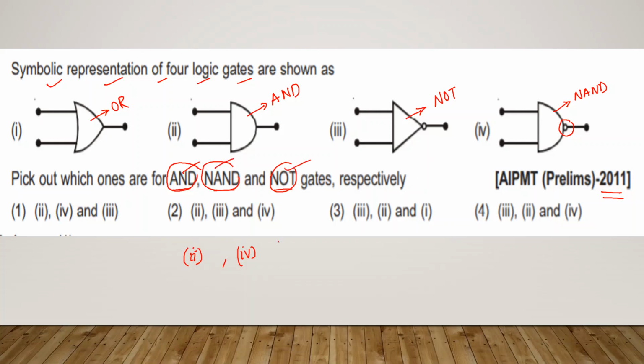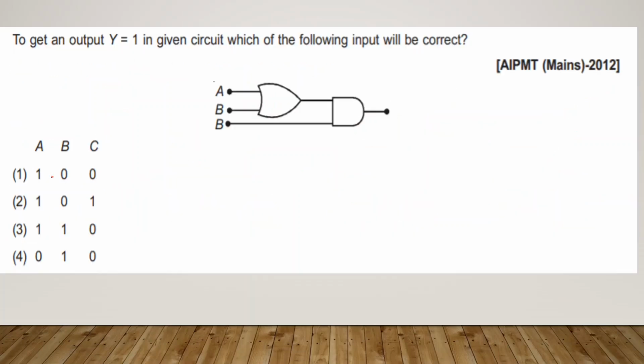And which one is NOT gate? The third one is NOT gate. So which one is the correct answer? Option 1 is right. This question was asked in 2011. Now let us move on to the next question. I hope everyone is getting this. Very easy questions. If you are perfect with the previous 2 videos, then you can easily solve this problem.